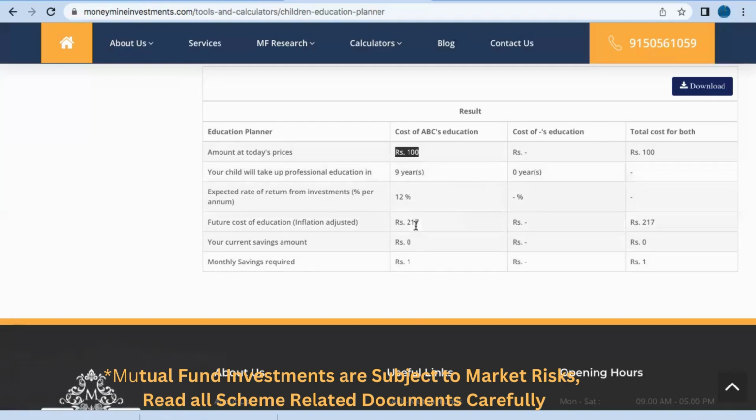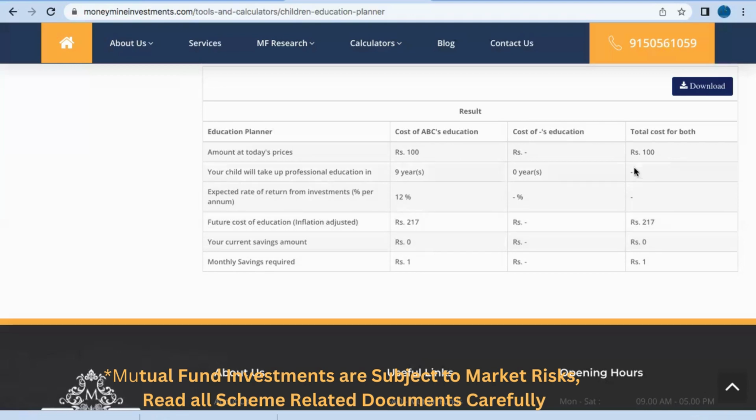at today's cost, or 0.5% of the future cost, going towards building the corpus for education. This is basically a rough working on rupees 100, and adjusted for inflation, what is the future cost? Present cost is this and future cost is this. You can assume it either as 1% of today's cost or 0.5% of future cost. For 217 rupees, we have assumed.